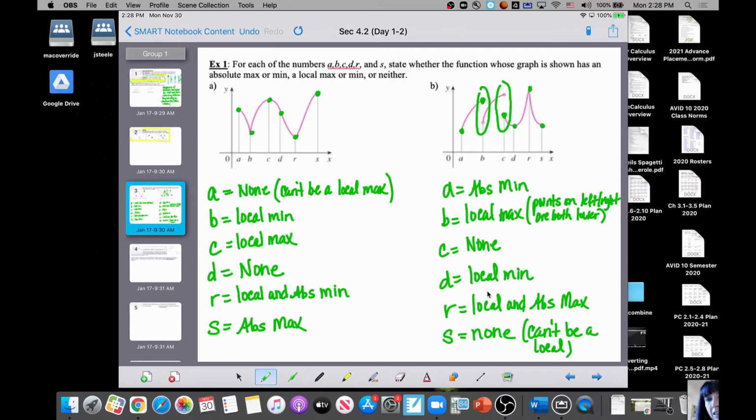So hopefully these two examples give you some idea of, by definition, what we consider to be an absolute maximum or minimum versus a local maximum or minimum.